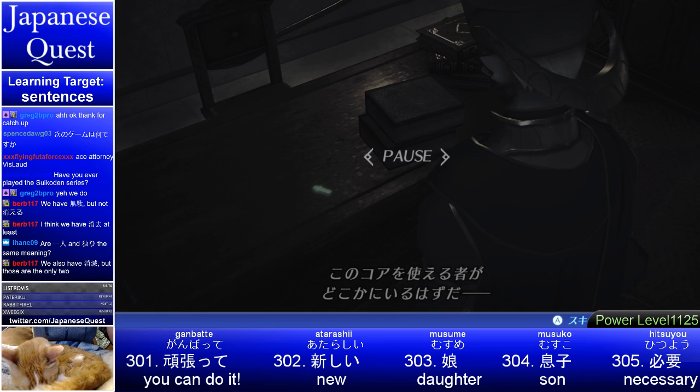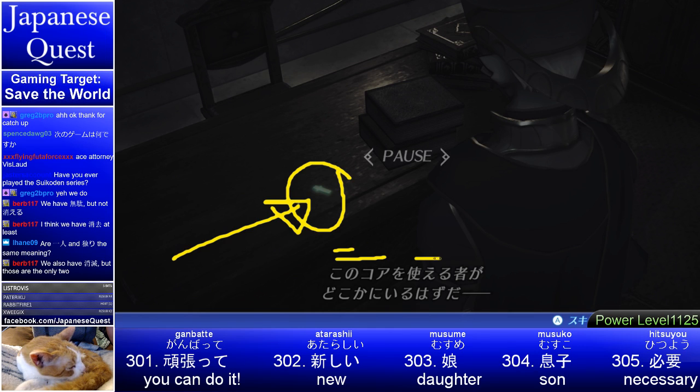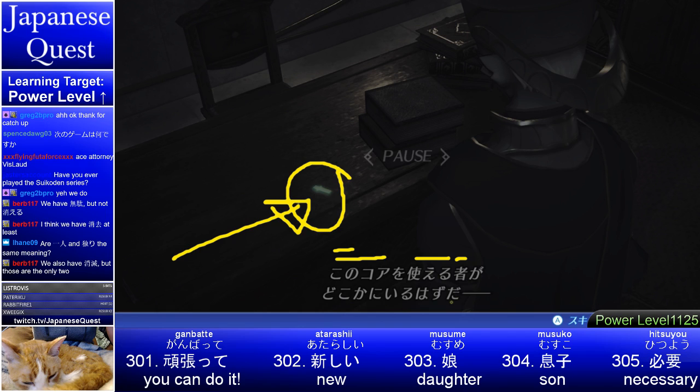We know who. It's the main character of this game. It's us, Rex. So this core. There must be someone. Kono koa. This core. Kono, this. Tsukaeru, able to use. Mono, person. So there must be some person able to use this core. Doko ka ni iru hazu. So doko ka, somewhere. Iru, exist. So he must exist somewhere. Someone who can use this core.